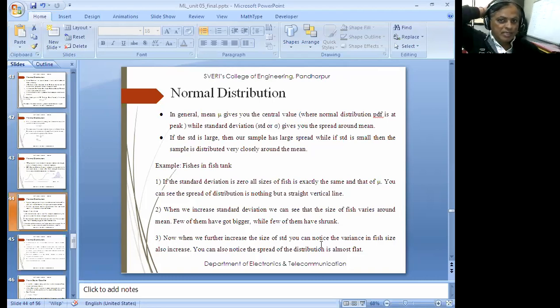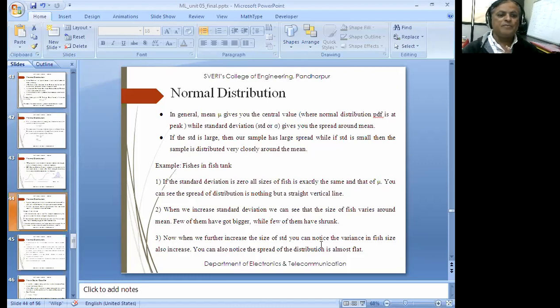So the example here is to be noted. It's a very nice example to understand how these things can go. Suppose if standard deviation is 0, all the sizes of fish are exactly the same and that of mu. You can see the spread of distribution is nothing but a straight vertical line. So standard deviation 0 है मतलब सीधा सीधा straight vertical line है. Correct. Second, when we increase the standard deviation, we can see the size of the fish varies around mean.